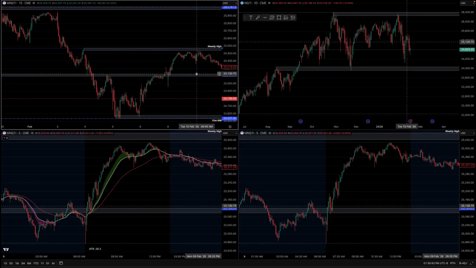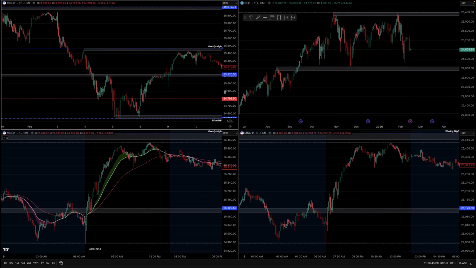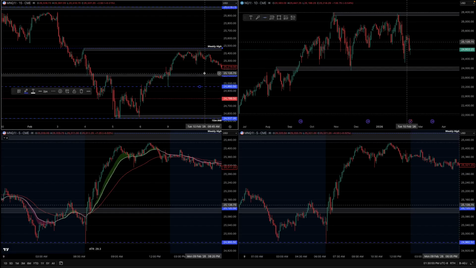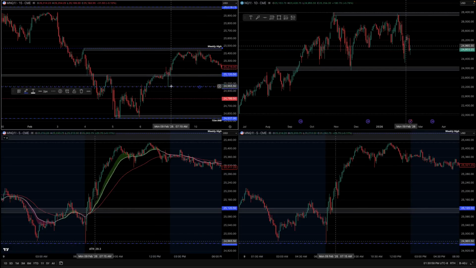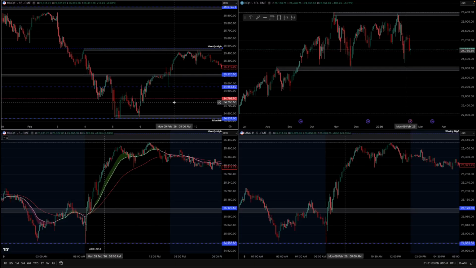So this zone here, 25,130, 25,100, now acts as what? Market structure. This is going to be that same level that we're going to use for the rest of the week to identify, hey, if we get below this pivot here, the same pivot we traded earlier in the week, then we're probably going to go test these weekly lows. This is the low from the regular trading hours session on Monday.